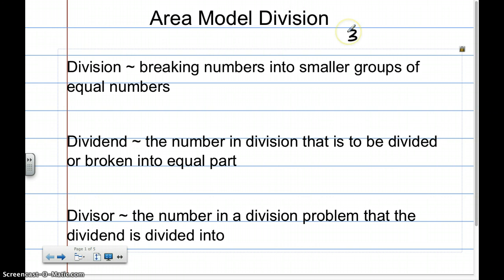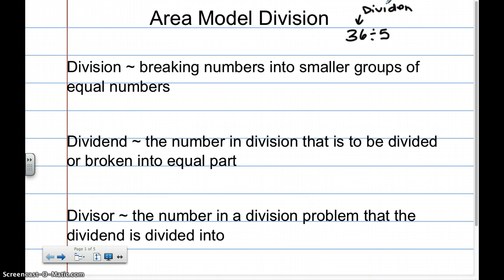So if I have a problem like this, okay, so 36, this is going to be my dividend. And 5 is going to be my divisor.